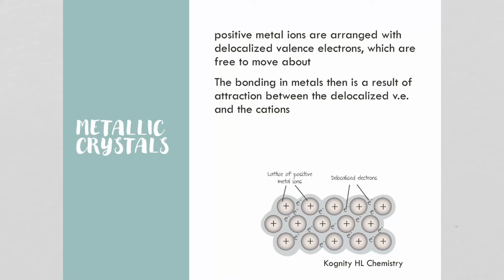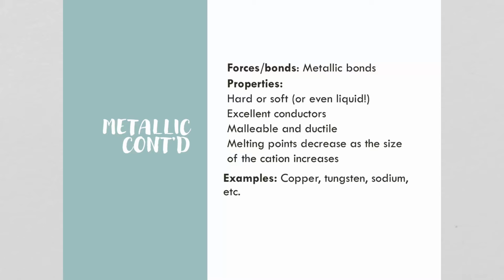So metallic crystals are when positive metal ions are arranged with delocalized valence electrons. So we talked about this in another lesson. Remember that when metals bond together, they release some of their valence electrons and they're free to move around through the solid. So that makes the metal ions positive because they've delocalized some of their electrons, and then the electrons are negative, floating about. So the bonding of metals is then a result of attraction between the delocalized valence electrons and then the cations, the metal ions. So the forces of attraction here are the metallic bonds.